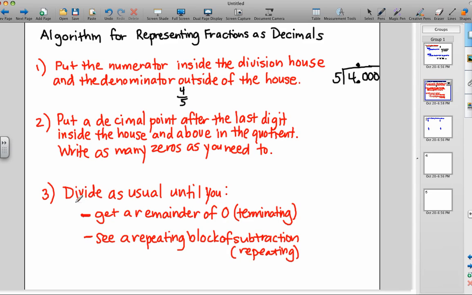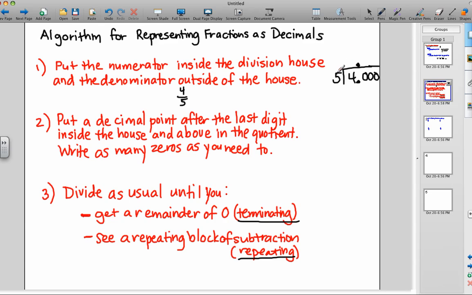Okay? Next, we're going to divide as usual until you get a remainder of 0. If you get a remainder of 0, the decimal is going to be terminating. And if you get a remainder that's not 0, you're going to keep on seeing a repeating block of subtraction, and that means it's a repeating decimal, and I'll show you how to notate that.